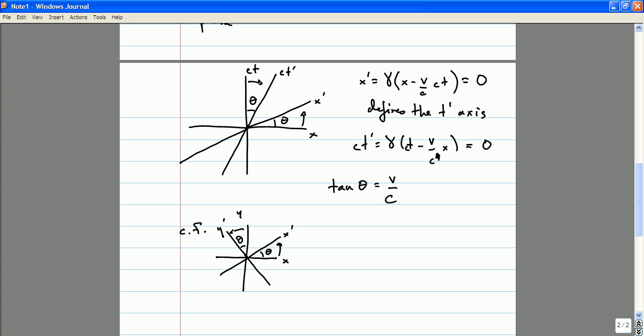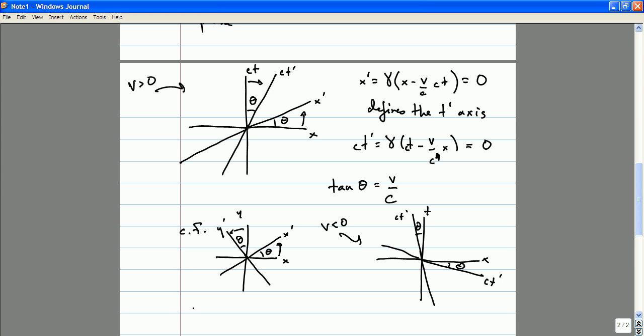Likewise, it should be easy for you to convince yourself that if the velocity is negative, actually what happens is you end up not having the x prime and t prime axes moving closer to each other in the positive x and t quadrant, but rather they do something like this. Okay. So we would have some angle there, theta, and some other angle there. So this is the diagram for v positive, this would be the diagram for v negative, and this would be the diagram of rotation here.